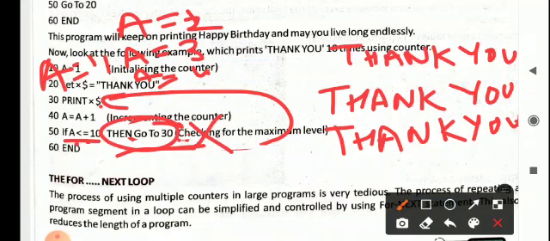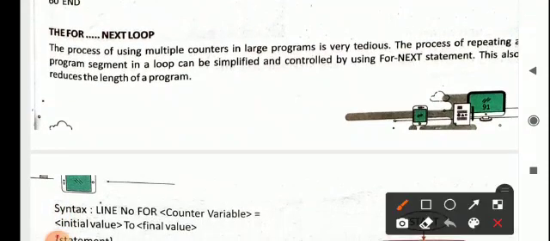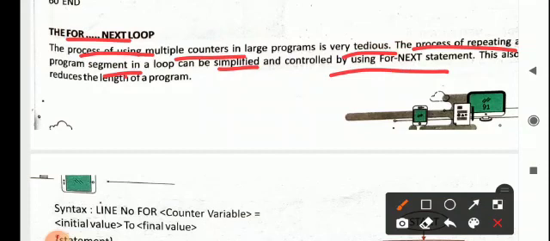So this is how the looping statement works, for which we can do any task for a known number of times. Okay. Next we come to for loop. Now for next loop is again the process of using multiple counters in large program is very tedious. Tedious means tiring. Okay. And the process of repeating a program segment in a loop can be simplified and controlled by using for next statement.